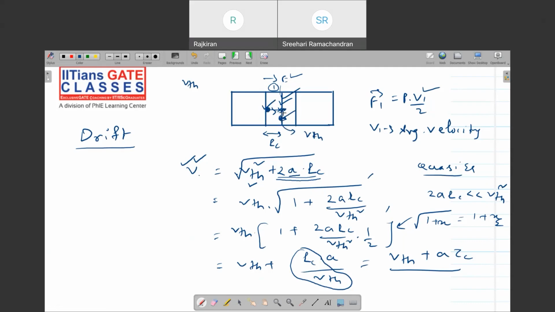So if I want to calculate the average velocity of particles from region 1, what will I do? Maximum plus minimum by 2. So V1, the average velocity from region 1, will be: maximum will be VTH plus a tau, minimum will be VTH.